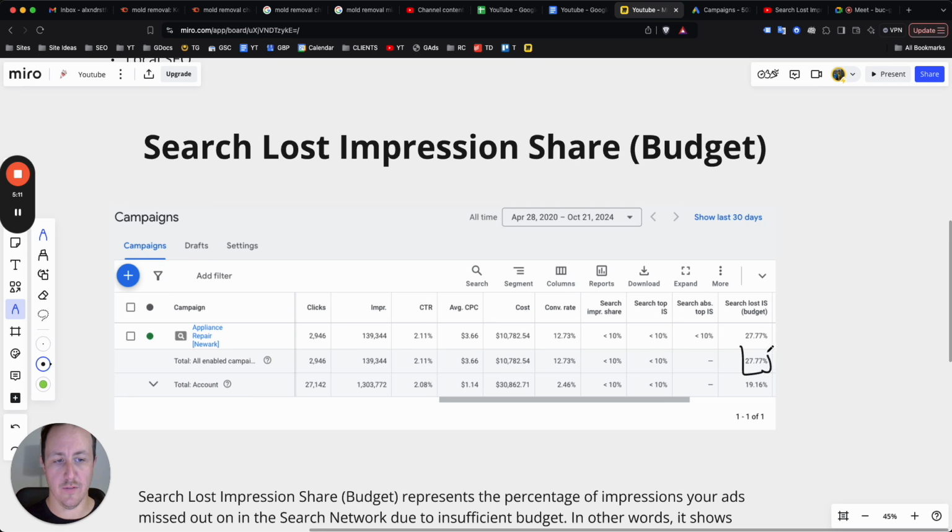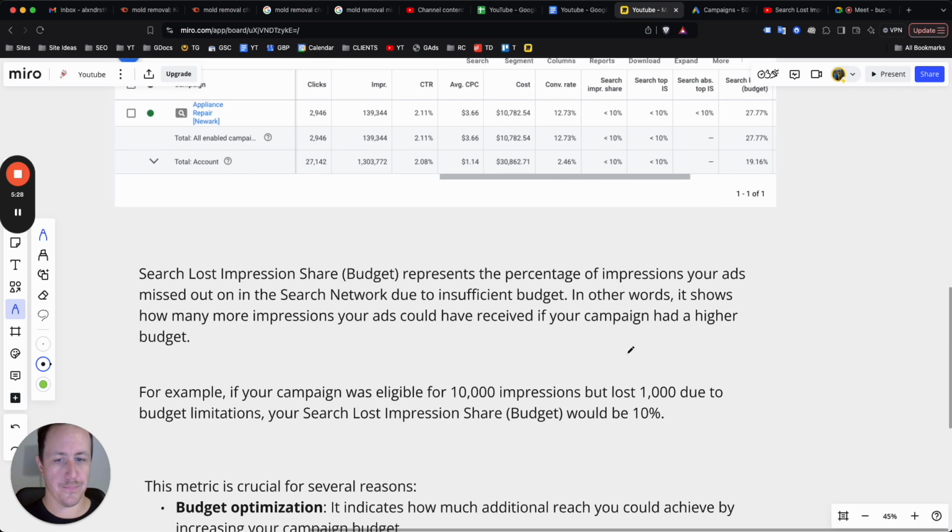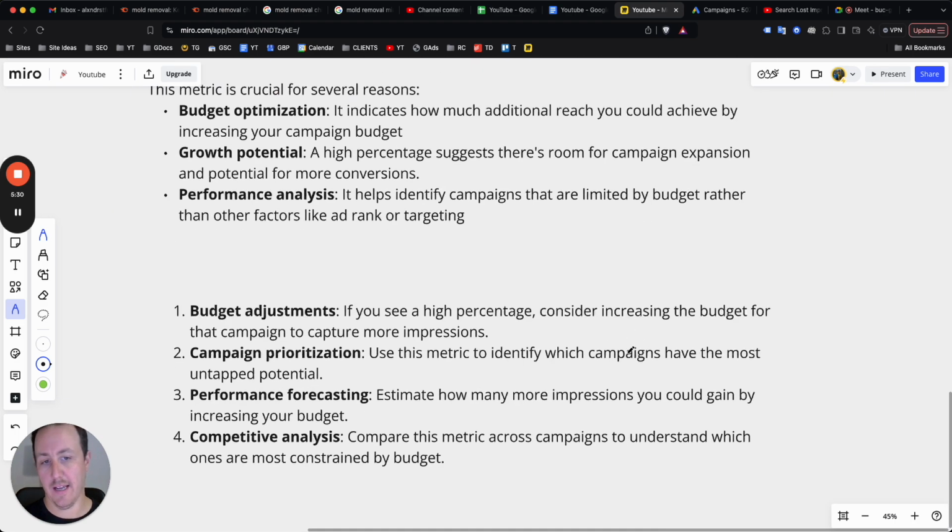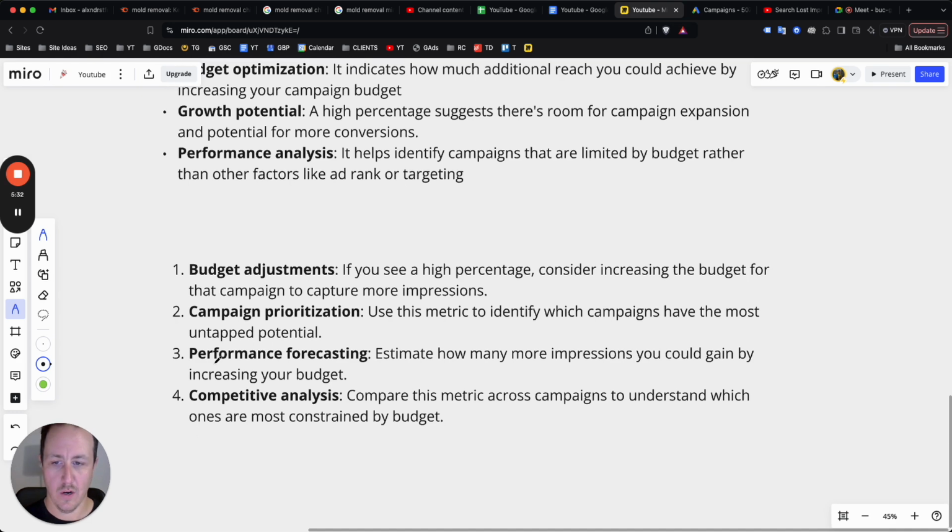to see how much more of the market we can break into, to see how much more of our competitors' auction share, impression share, we can actually stamp out in favor of our own, right? It's a huge opportunity there to kind of disrupt the market, at least in your own lane with the keywords and services that you are going after, right? It also can be useful for forecasting. It will tell you how many more impressions and clicks, for example, or conversions you could gain by increasing your budget. And of course, it will show you which campaigns are most constrained by budget.